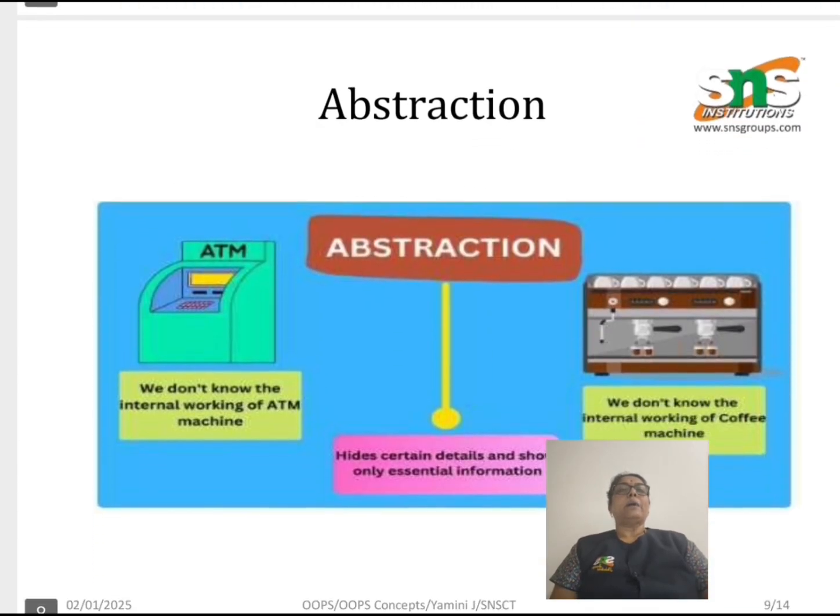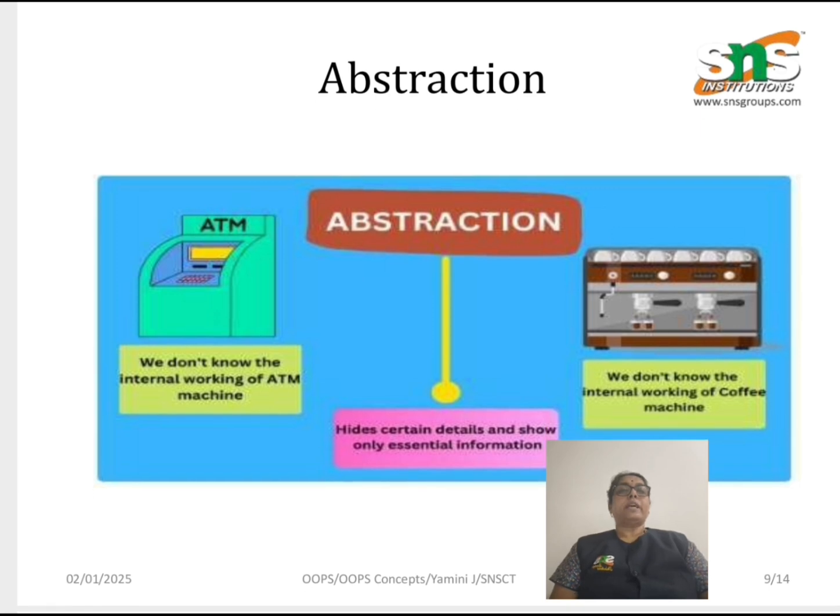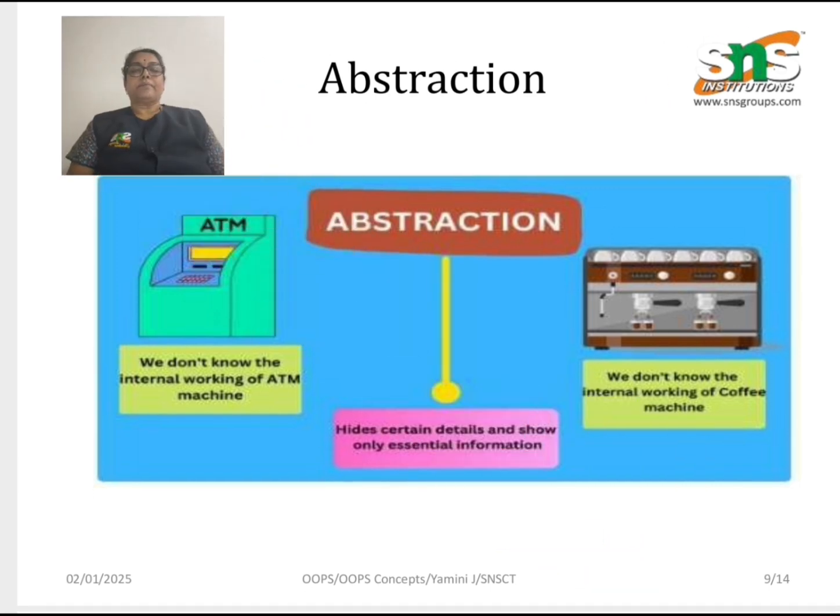Next one, abstraction. Abstraction means hiding the unnecessary details and showing only essential information. It helps the user focus on what an object does rather than how it does it. For example, when you drive a car, you only use the steering and pedals without knowing the internal engine working.